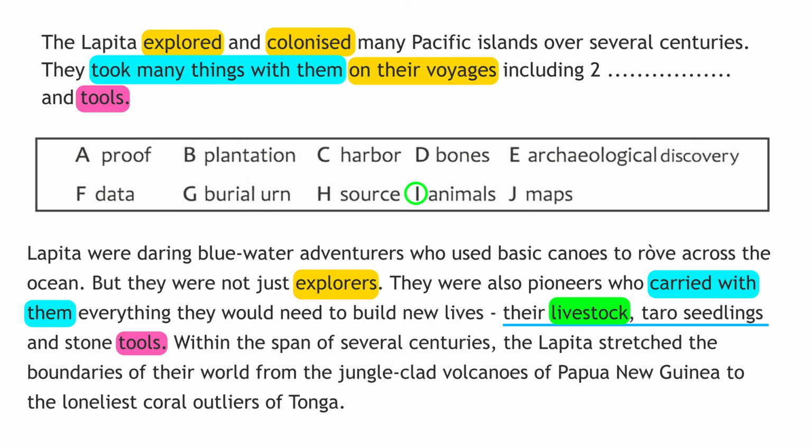So for questions where easy keywords are not used and you cannot find easy keywords, you can just look for some verbs with which you can find the synonym word much better. Here, colonized and also took many things with them were easy to locate in the text and we easily found them.